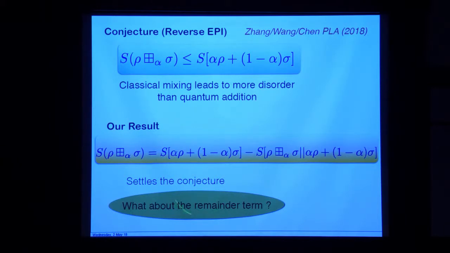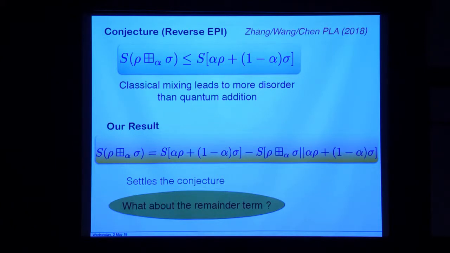So the proof depends on this. You take the difference of this and this, classical mixing and quantum mixing, and that is essentially equal to the relative entropy of this and this, and that settles the conjecture recently put forth in this paper, and that is the starting point of our investigation in this context.